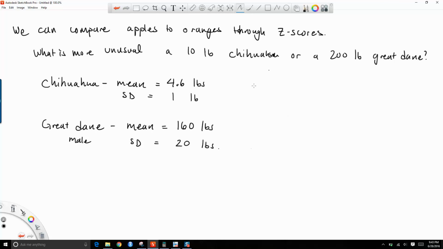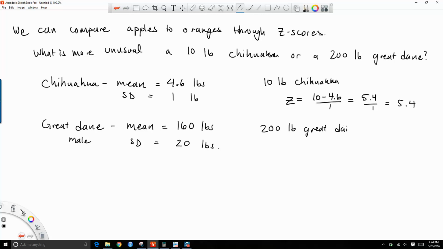And so for the 10-pound Chihuahua, its Z-score would be 10 minus 4.6 divided by 1. This thing has a Z-score of 5.4. And over here for the 200-pound Great Dane, its Z-score is 200 minus 160 divided by 20. It has a Z-score of 2.